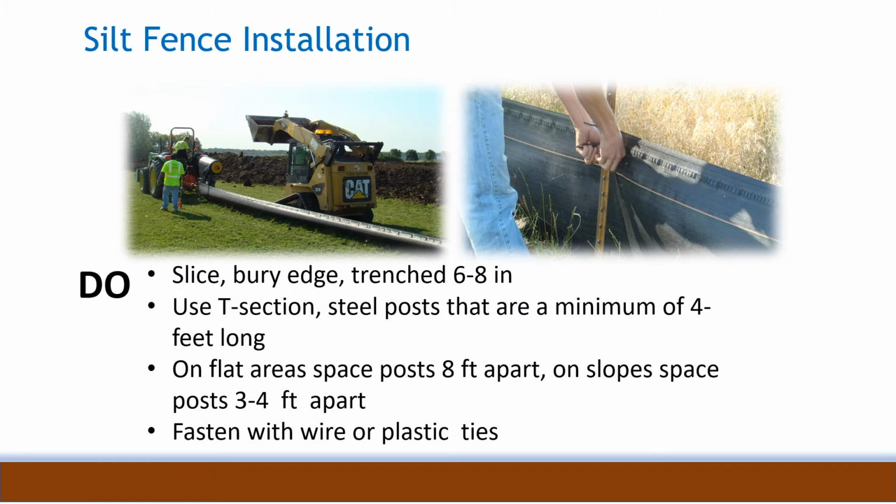Silt fence is installed by a slicing unit. The edge is buried or trenched into the soil. T-section posts are used that are at least 4 feet long. On flat areas, space the posts 8 feet apart, and on slopes, place them closer together, 3 to 4 feet apart. Fasten with wire or plastic zip ties.